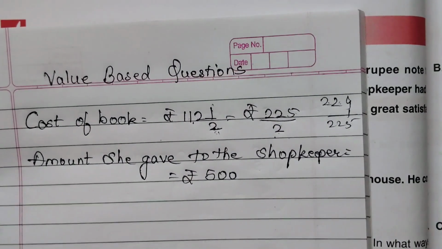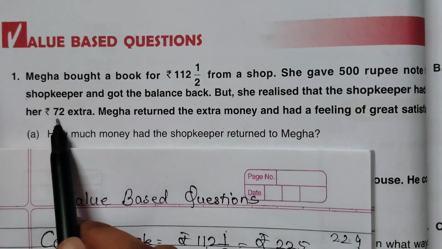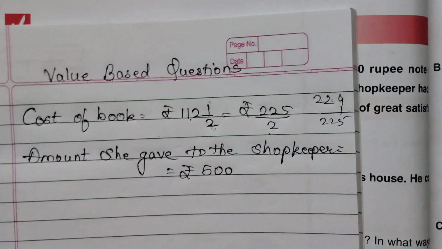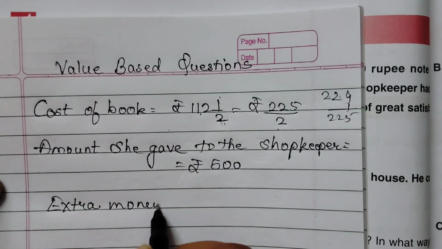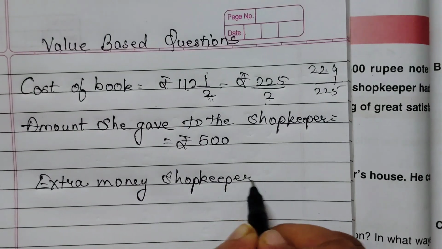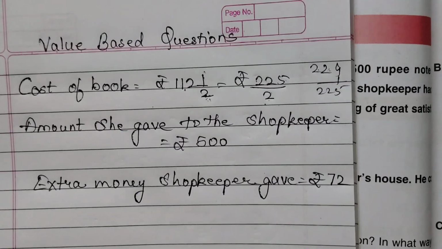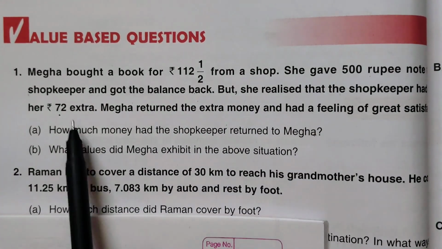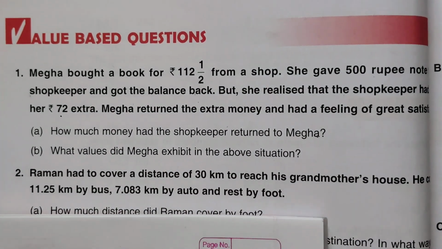Okay. But while giving the balance, she realized that the shopkeeper had given her 72 rupees extra. So from the balance he gave 72 rupees more. So what was the extra money he gave? Extra money the shopkeeper gave was rupees 72. So what we have to find is how much money the shopkeeper returned to Megha. So including this 72, the total balance amount the shopkeeper has given to Megha, we have to find it out.